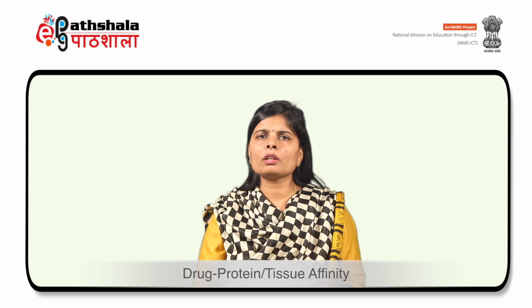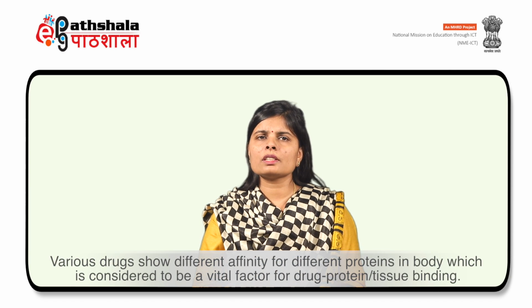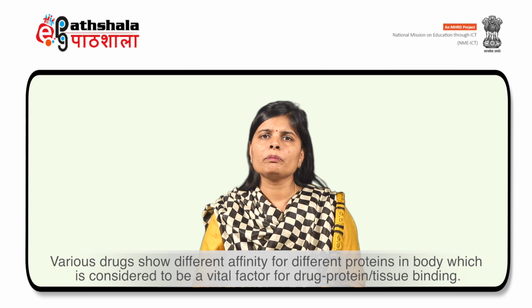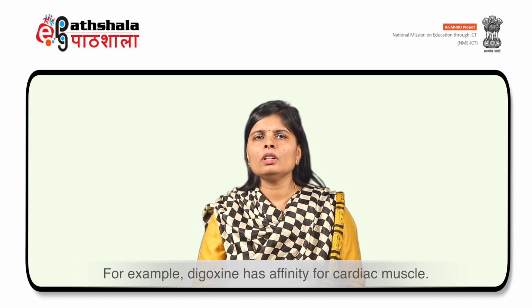The third is the drug protein or tissue affinity. Various drugs show different affinity for different proteins in the body, which is considered to be a vital factor for the drug protein or tissue binding. For example, digoxin has an affinity for cardiac muscle.